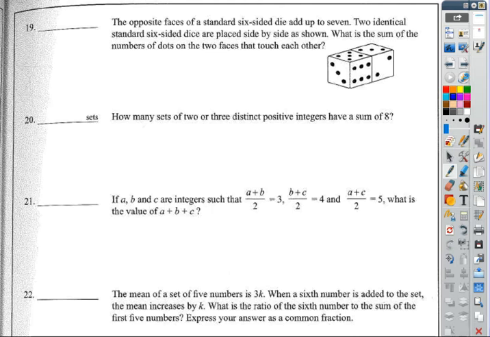So first, what we know is that the opposite sides of the die always add up to 7. So we know that the bottom of this one is going to be a 2 because there's a 5 up there. The back of this one will be a 1, the side we can't see, because that's a 6 right there. And then we know that the one in the middle, which is what we're trying to find, is going to be a 4 because it's opposite of 3. So we know we're going to be adding 4 and another number.